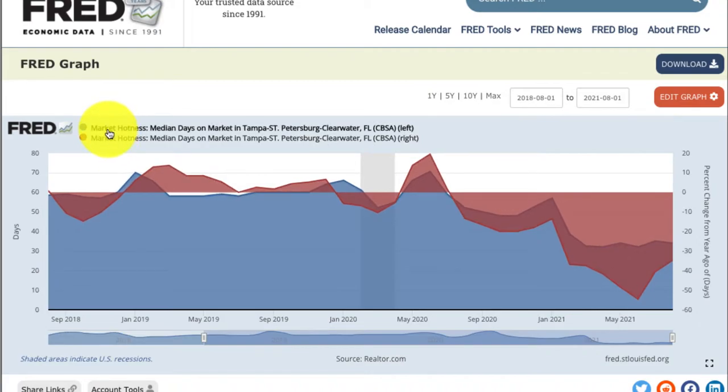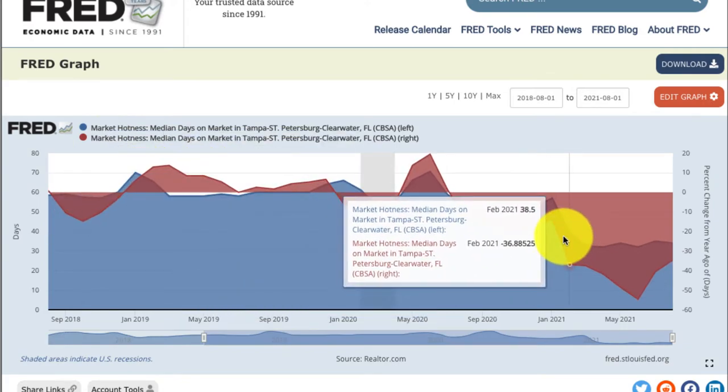So we could see I have both. This is plotted for Tampa, St. Pete. In blue, we're looking at days on market. So if we were to see back to February, days on market was 38.5. But that was a 36% drop from the prior year. So this is really abnormal type of behavior.